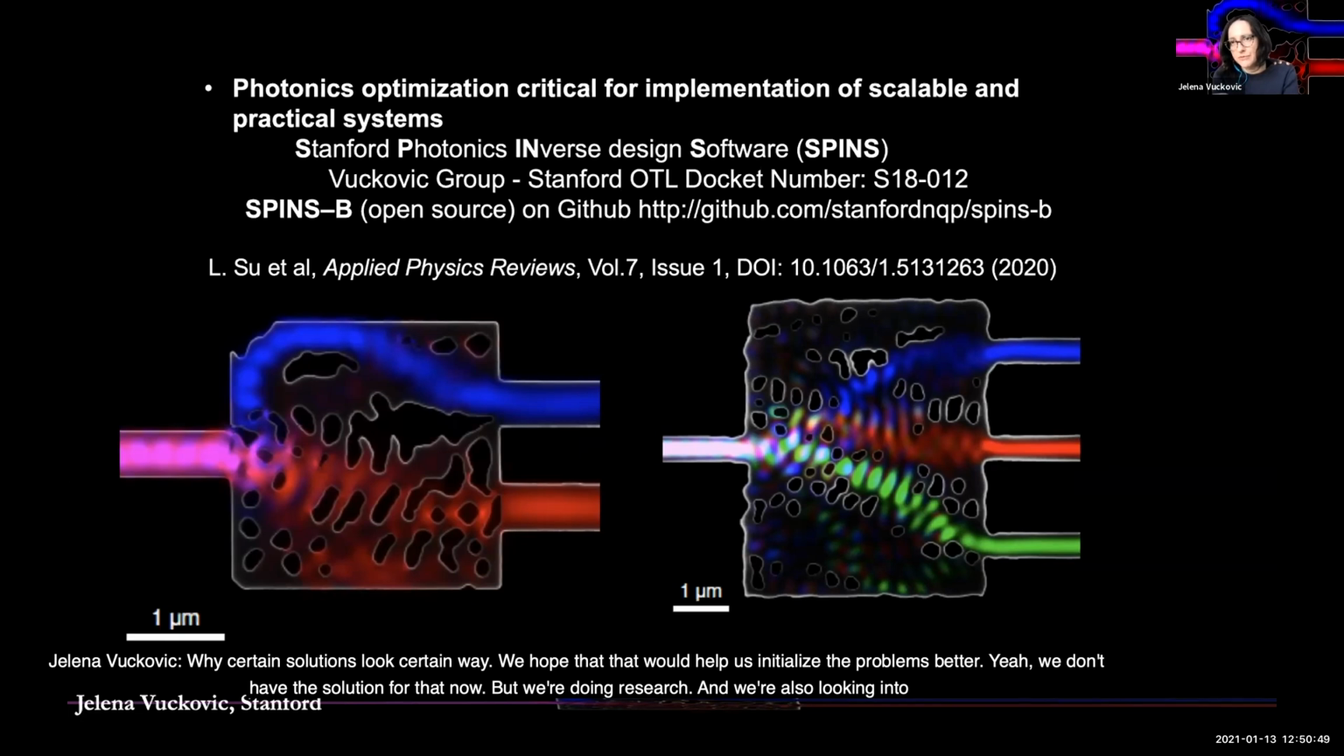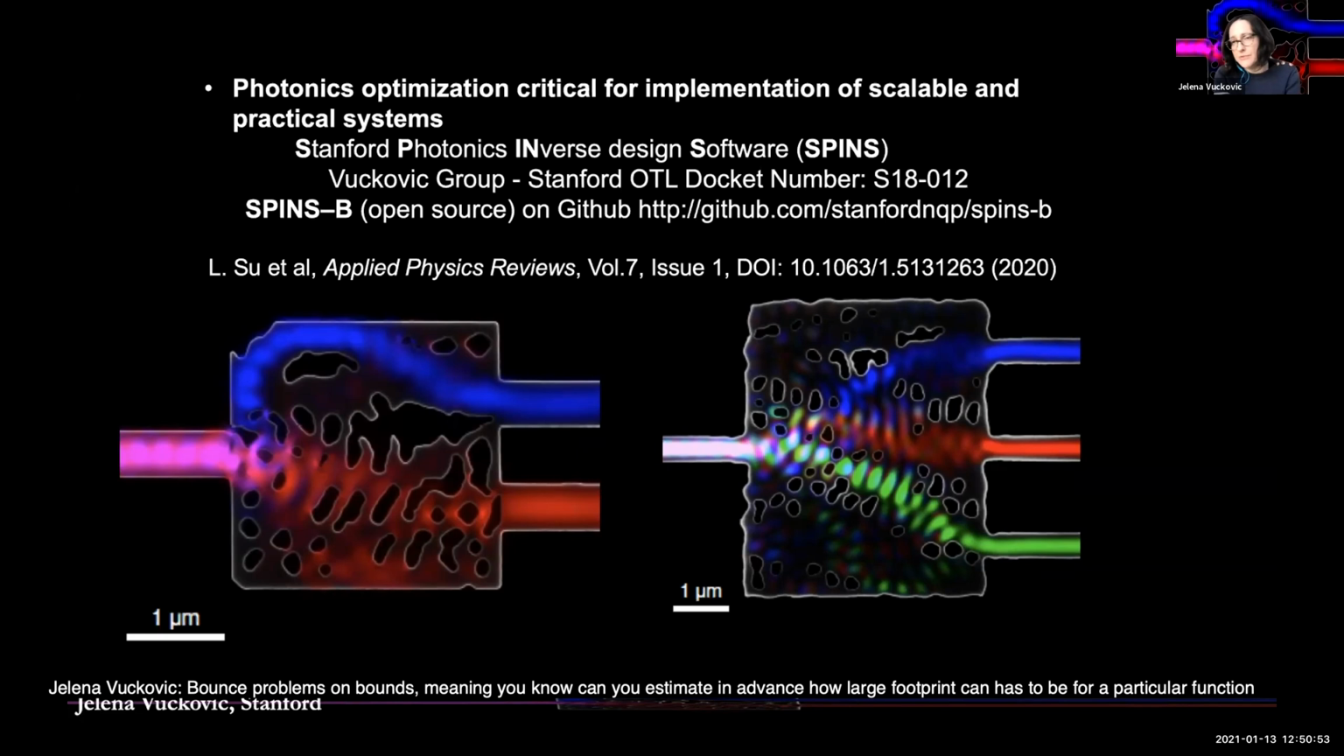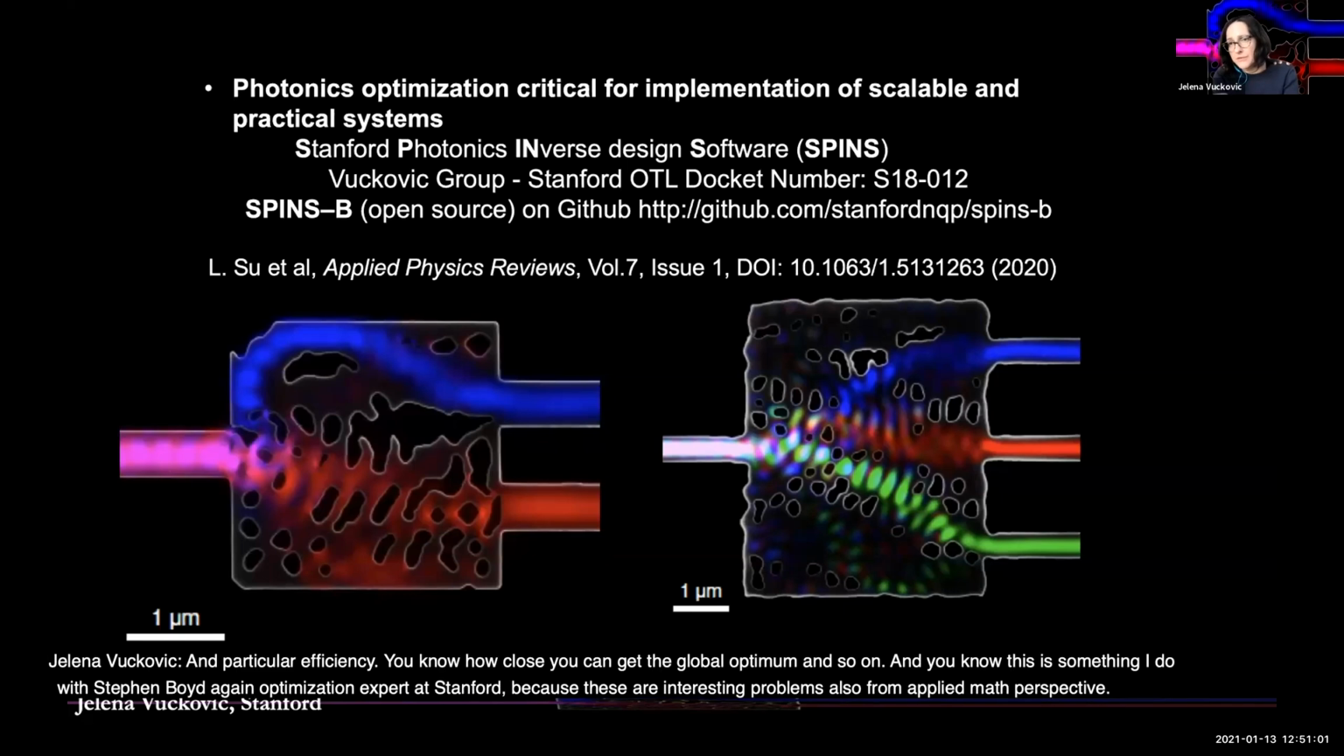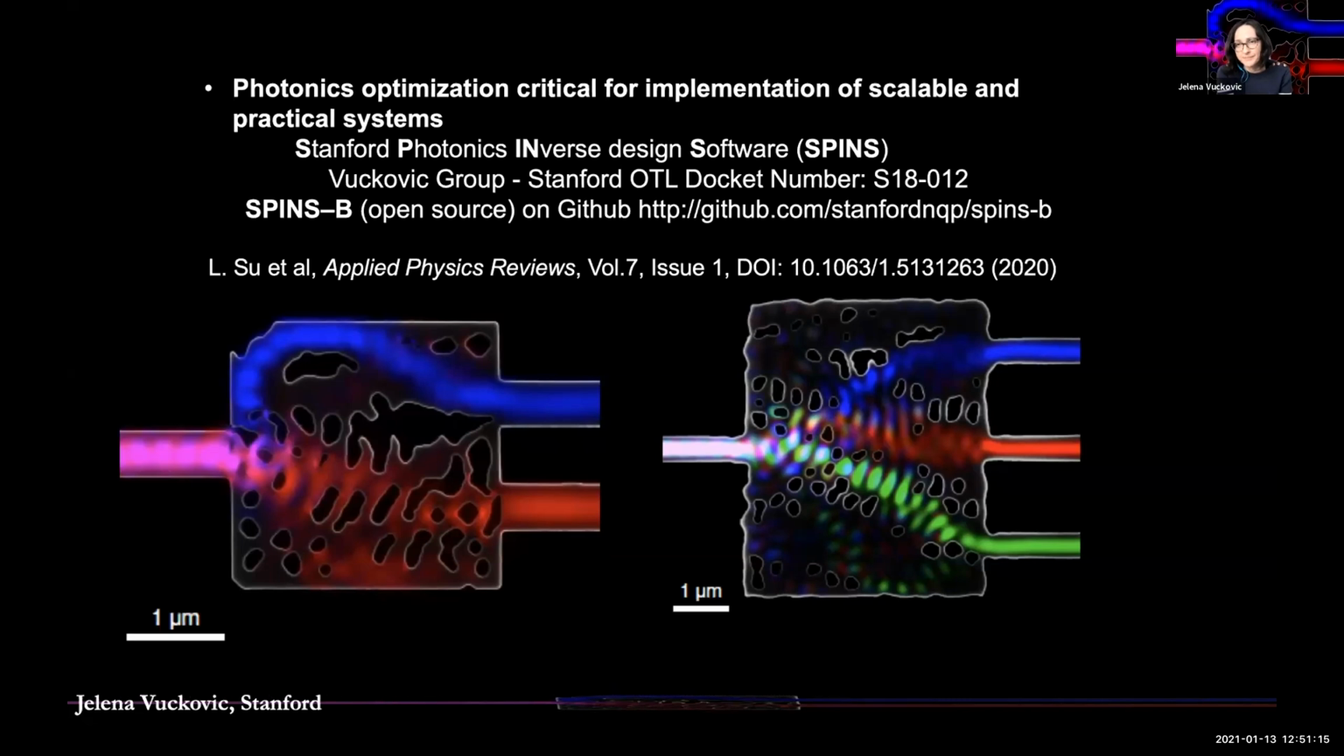We don't have the solution for that now, but we're doing research and we're also looking into problems on bounds, meaning, can you estimate in advance how large the footprint has to be for a particular function and particular efficiency, how close you can get to the global optimum and so on. And this is something I do with Stephen Boyd, again, an optimization expert at Stanford, because these are interesting problems also from an applied math perspective.